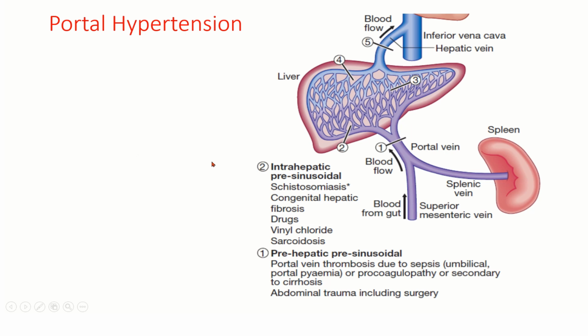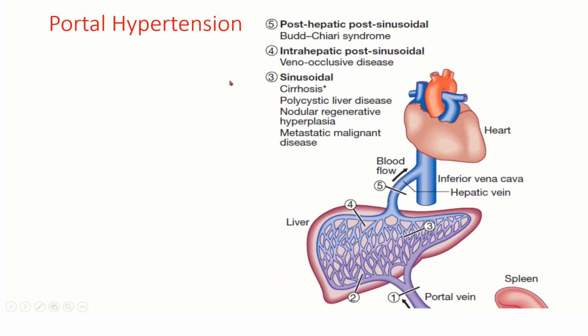You can see the causes of portal hypertension. If you see the prehepatic and pre-sinusoidal causes, the commonest will be portal vein thrombosis due to sepsis, but also procoagulopathy or secondary to cirrhosis, or there might be abdominal trauma including surgery. And intrahepatic pre-sinusoidal causes include schistosomiasis, congenital hepatic fibrosis, drugs, vinyl chloride, and sarcoidosis.